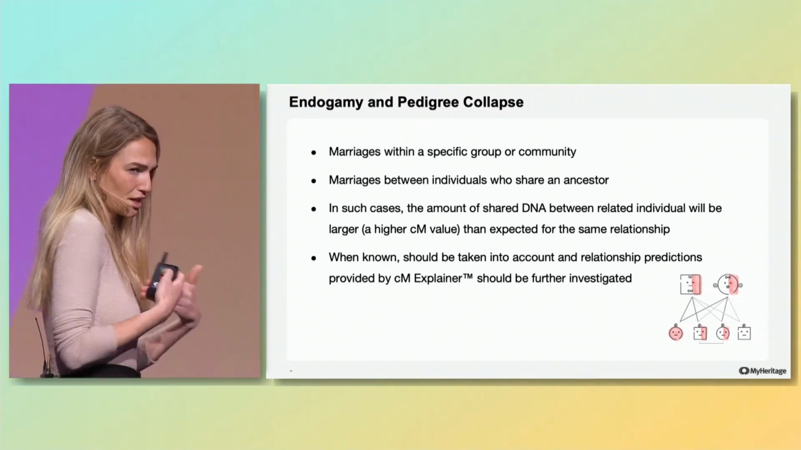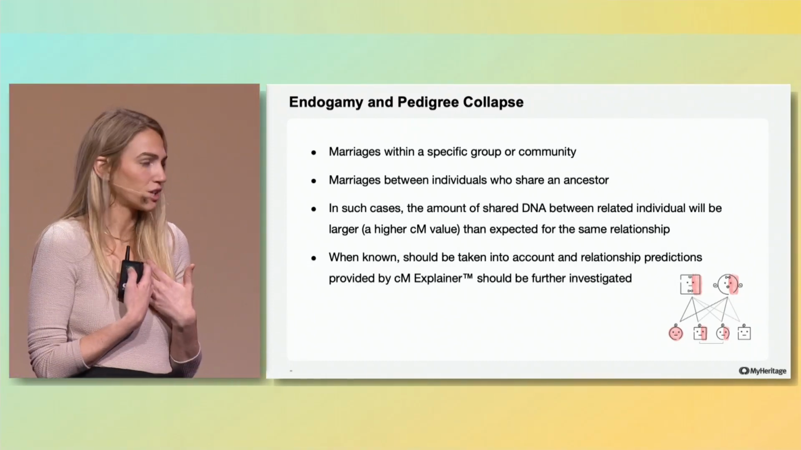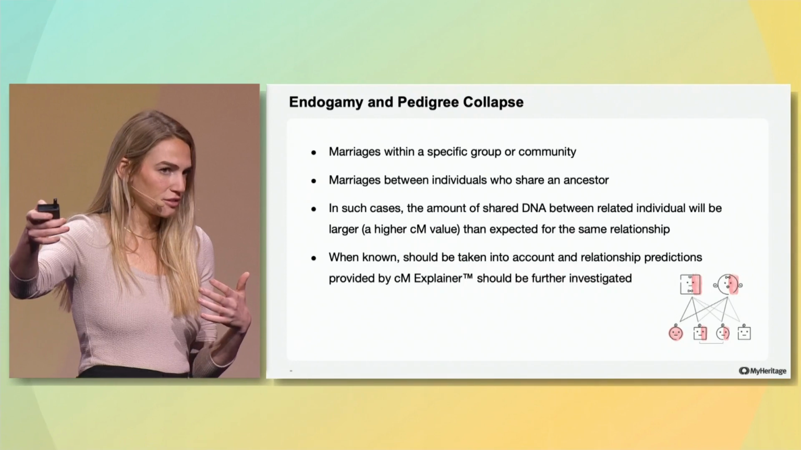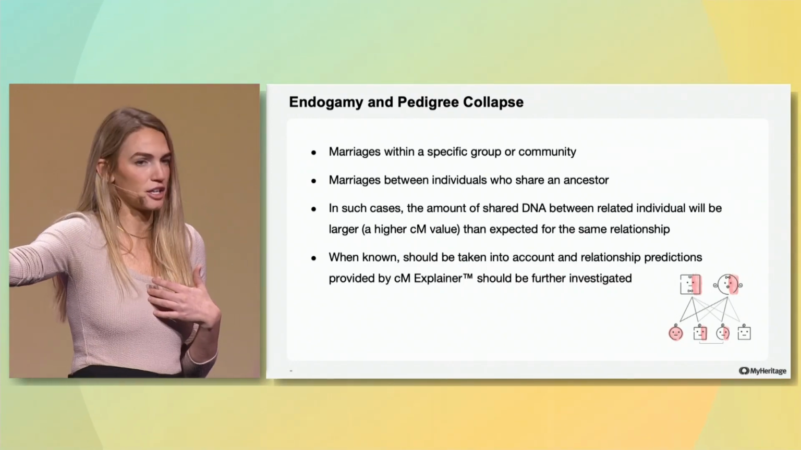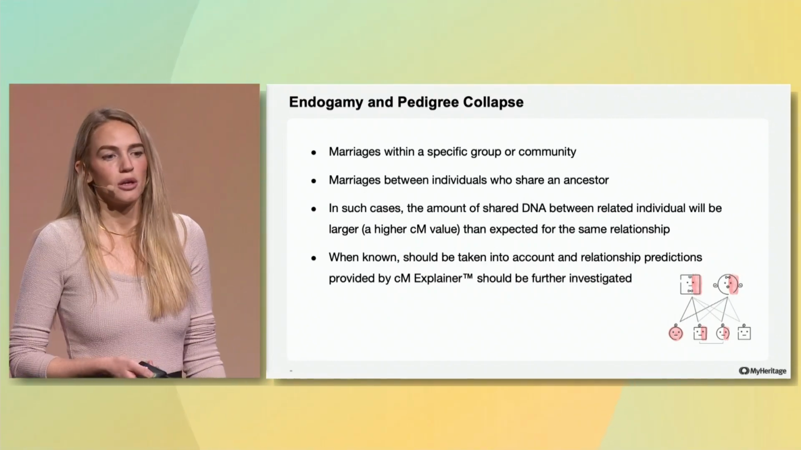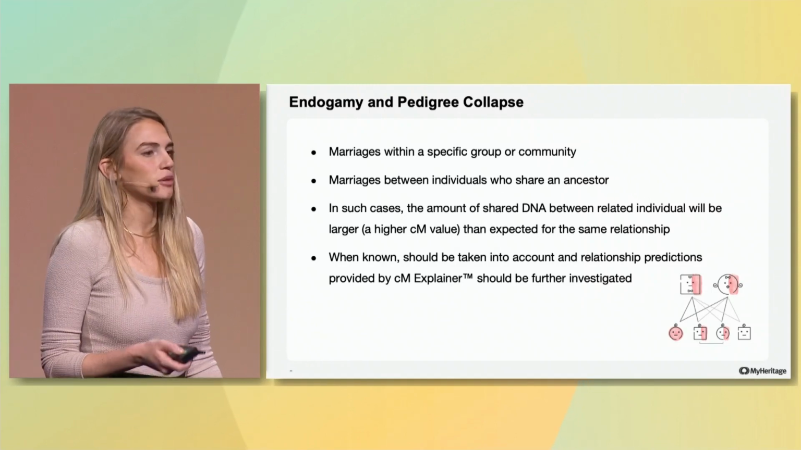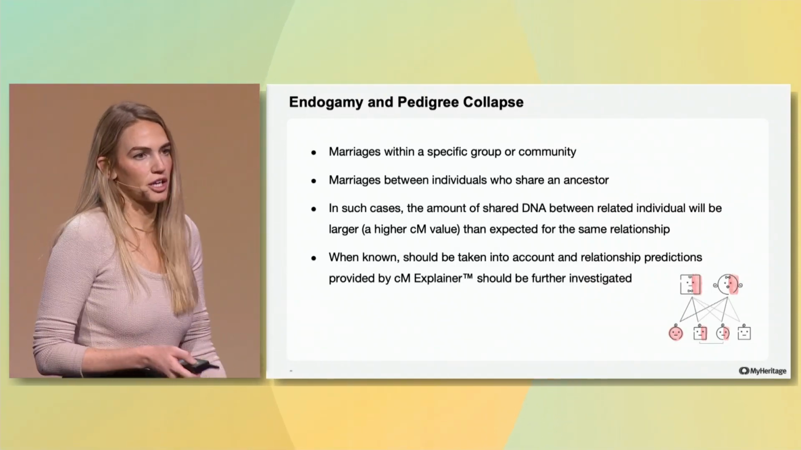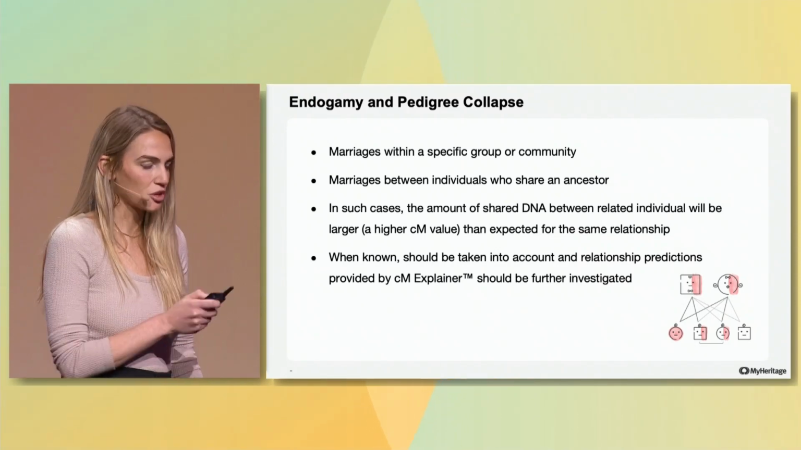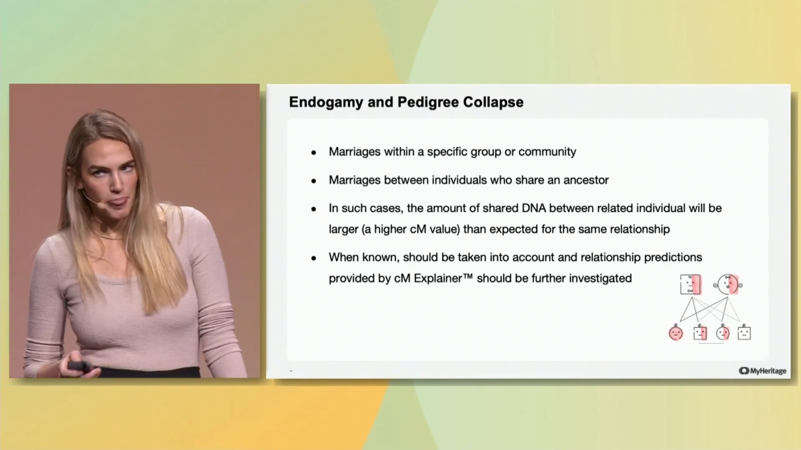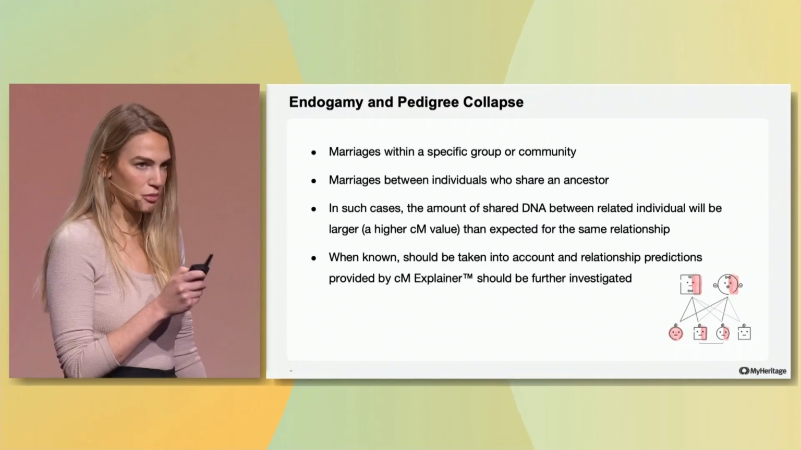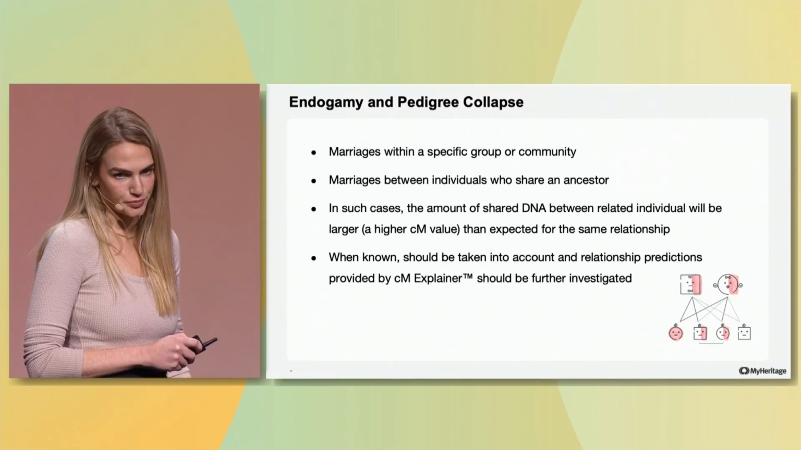For example, if my grandparents were first cousins or second cousins, got married and had me, that pedigree collapse, that endogamy, will not affect other second cousins in the family. So we cannot know that. So it's important to note that the CM Explainer does not take into account cases of pedigree collapse and endogamy. In those cases, there are other tools that can help you in your research question. You can look at the segments and the longest segment length, which are a good proxy to know how this match is related to you when you have such cases.